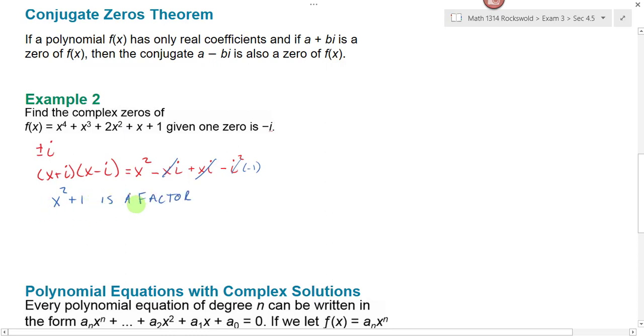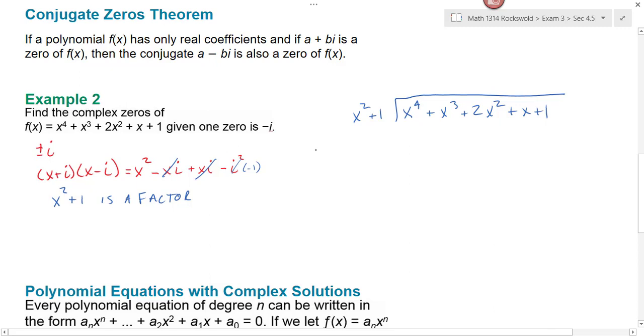Well, if x squared plus 1 is a factor of this fourth degree polynomial, I can divide that fourth degree polynomial by x squared plus 1 to reduce that down to a second degree polynomial that I can then factor or solve using the quadratic formula. So that's going to give us x squared plus 1 divided into x to the fourth plus x to the third plus 2x squared plus x plus 1.